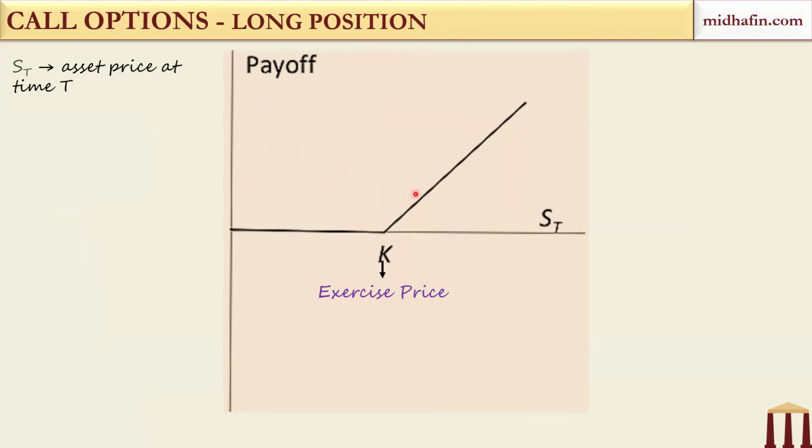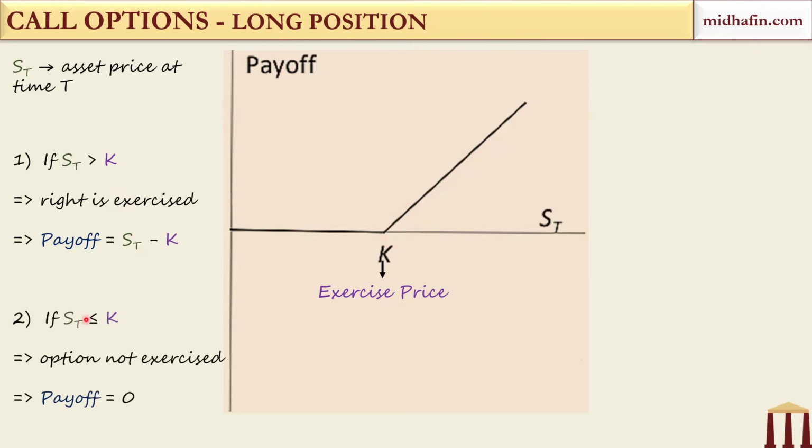So if ST is greater than K, will the right be exercised? Tell me. If ST is greater than K, will the right be exercised? Yes. The right will be exercised. And in that case, the payoff is positive, ST minus K. But what if ST is less than or equal to K? If ST is less than or equal to K, in this zone, there is no point of exercising this option, because the same thing you can buy in the market for a lesser price ST. Why will you exercise the option and buy for a higher price K?